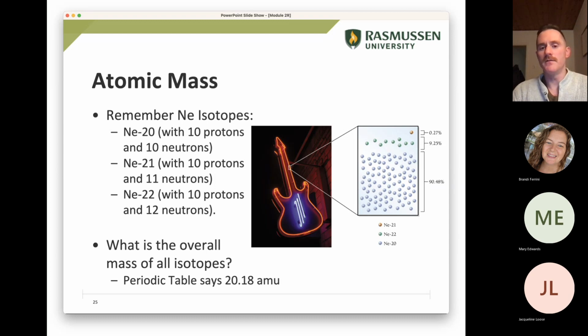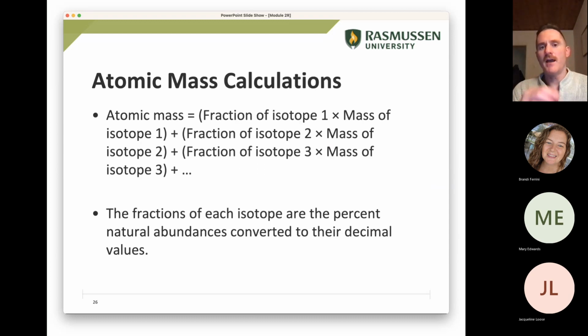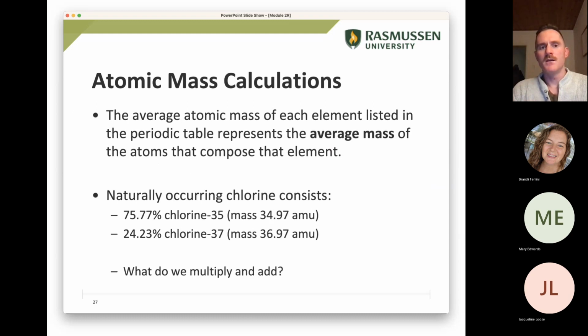Well, they took an average of all of these masses. They basically said the fraction of isotope 1 times the mass of isotope 1, plus the fraction of isotope 2 times the mass of isotope 2, plus the fraction of isotope 3 times the mass of isotope 3, equals the overall weight. So what does that look like if we were to do that by ourselves?